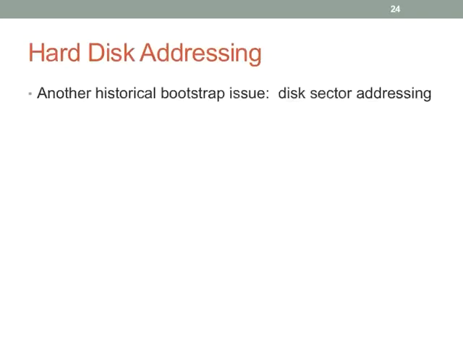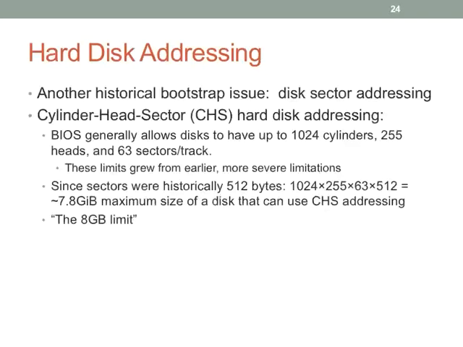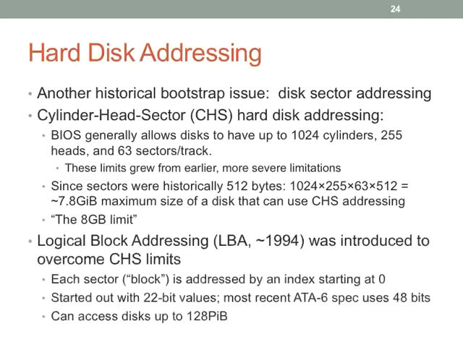Okay, another issue, disk sector addressing. So we had cylinder head sector, which I mentioned briefly. The real constraint here was that we could only access disks up to about 8 gigs with cylinder head sector. And so logical block addressing was introduced that allows us to get up to about 128 petabytes. If you think this is unbelievably large, just wait, it gets even more exciting. So yeah, we can get up to 128 petabytes this way.